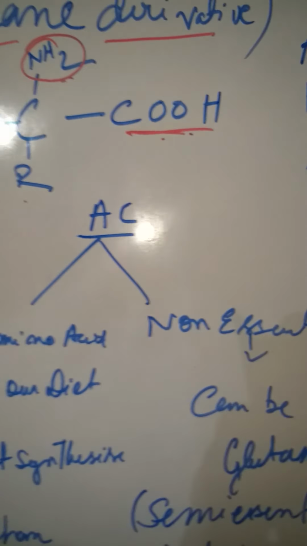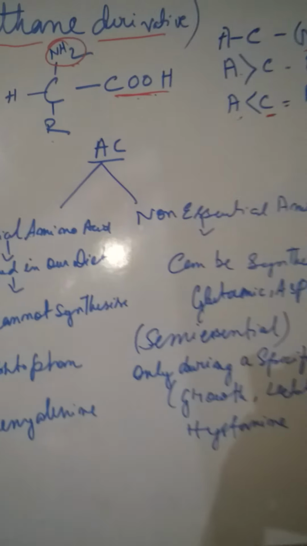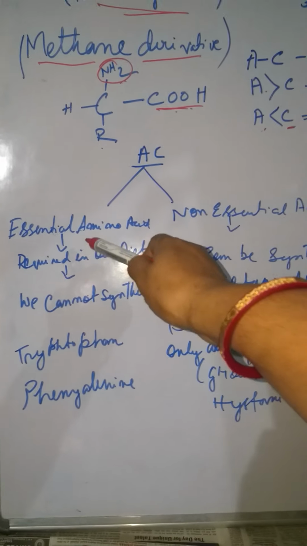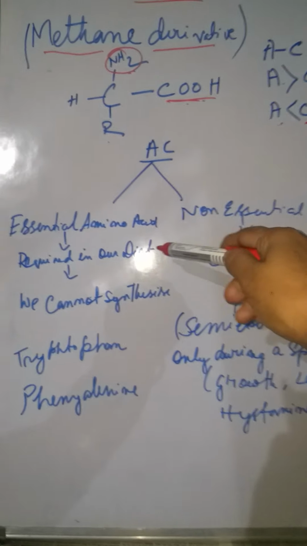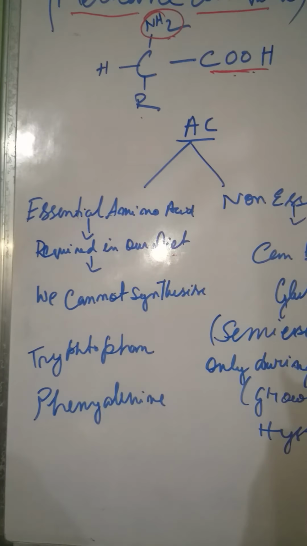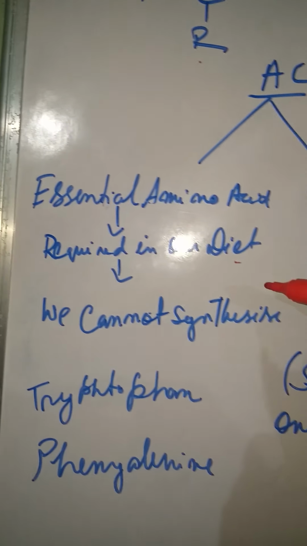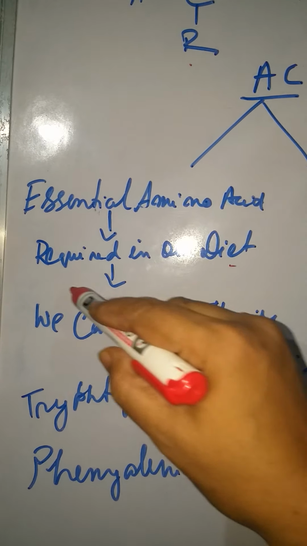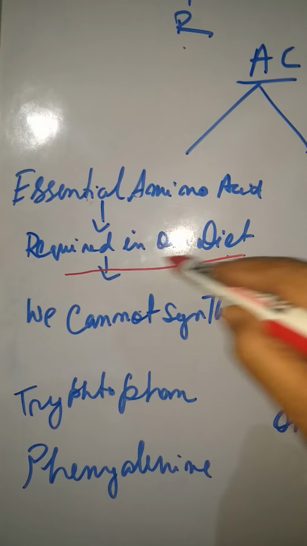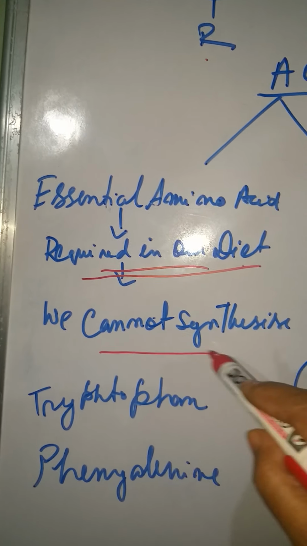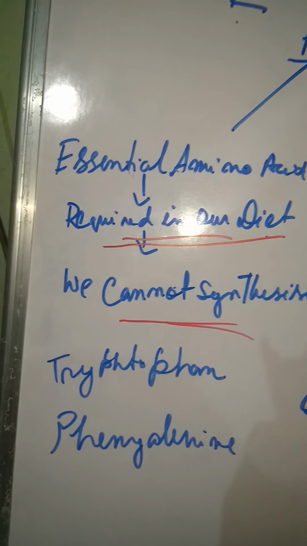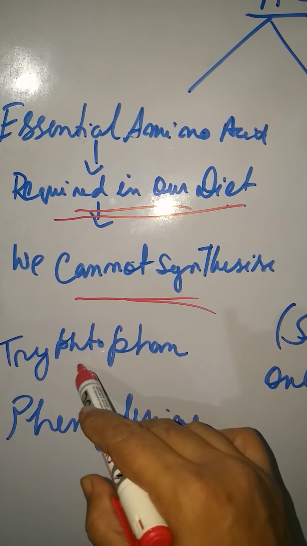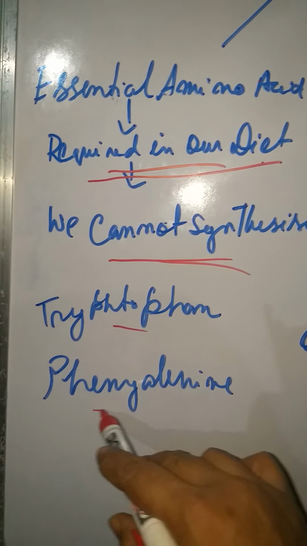Now on the basis of function, we have categorized into essential amino acids and non-essential amino acids. What are essential amino acids? Essential amino acids are very important and they are required in our diet. Why? Because we cannot synthesize them in our body. Examples are tryptophan and phenylalanine.